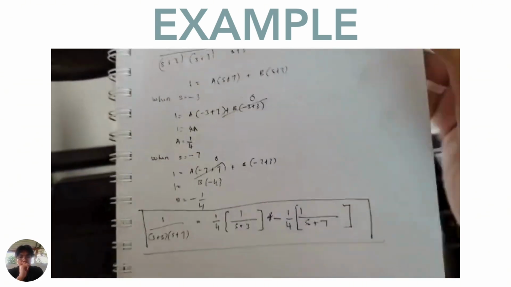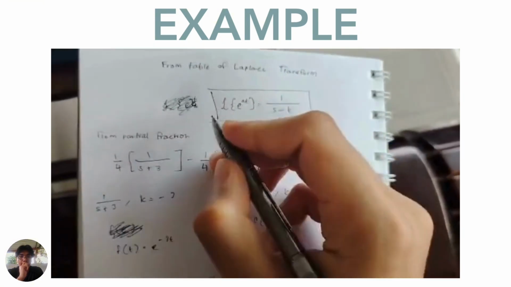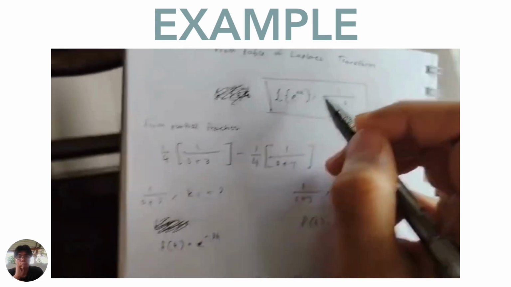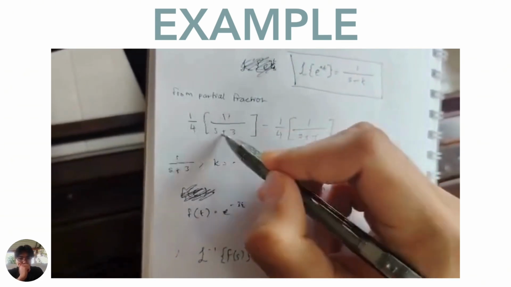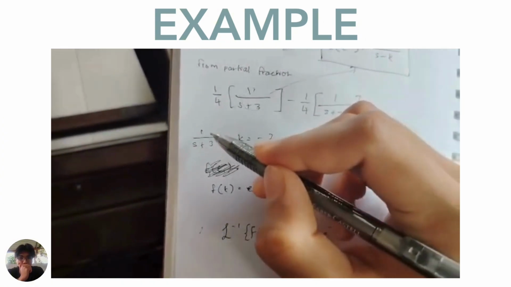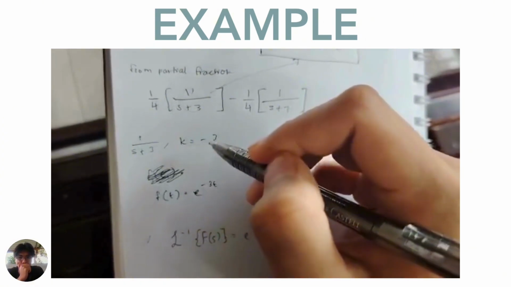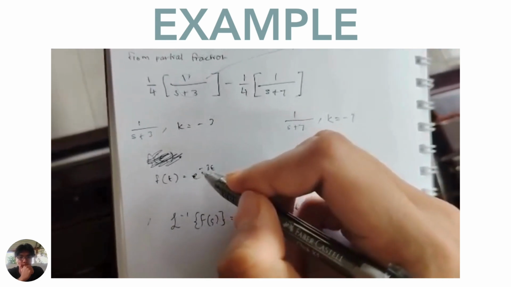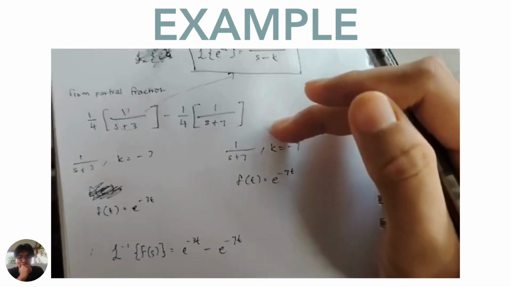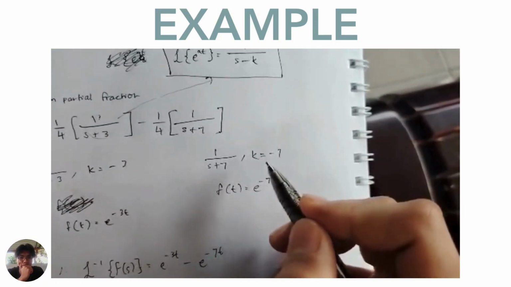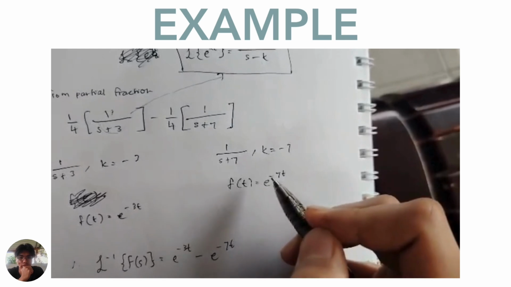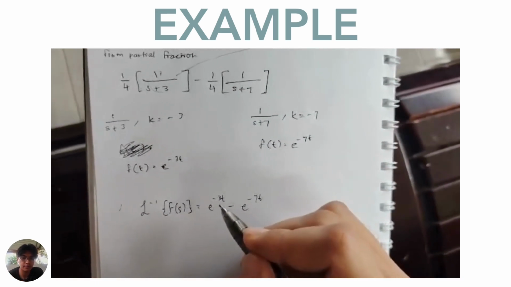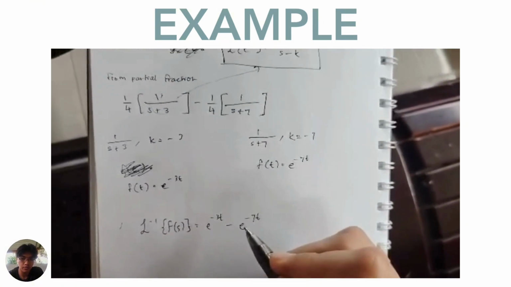I'll explain later. Now, from the table of Laplace transforms, we know that the Laplace transform of exponential a times t is equal to 1 over s minus k. From the previous partial fraction, we take this one because it is the same form as this. So 1 over s plus 3, where k equals negative 3. From here, we know that the actual function is e to the power of negative 3t. The same goes for 1 over s plus 7, where k equals negative 7. Here, the actual function is e to the negative 7t. So the inverse Laplace of F(s) is equal to exponential negative 3t minus exponential negative 7t.